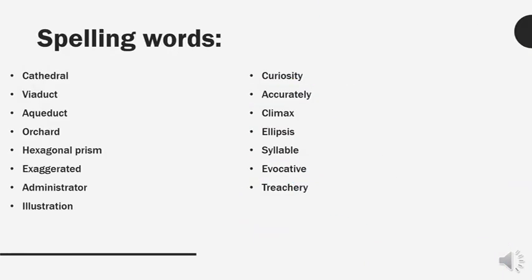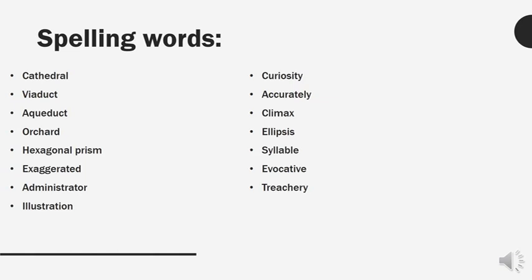Let's begin with our 15 words that we need to know their spelling in addition to their meaning. Starting with the first one, cathedral. Cathedral is a big church. Number 2 and 3 are already dealt with when we explained Unit 9, types of bridges. So, aqueduct is the one that contains water. Number 4 is orchard. Orchard is basically a big garden, or we can say it's a group of planted trees.